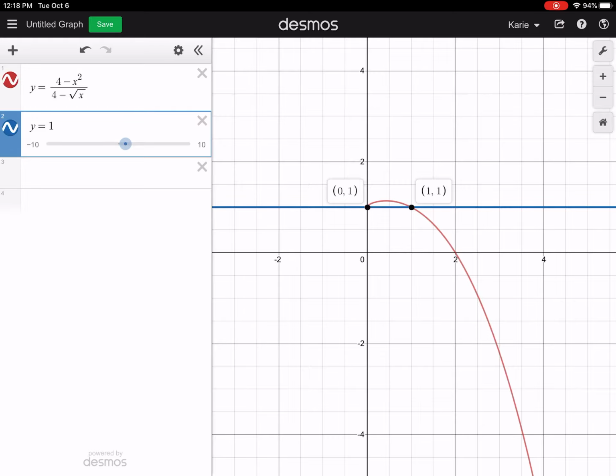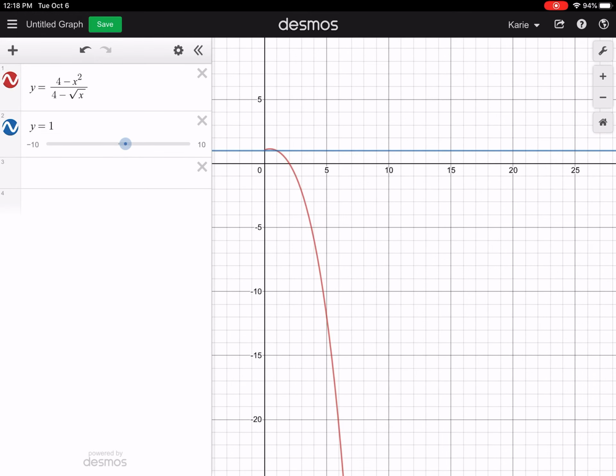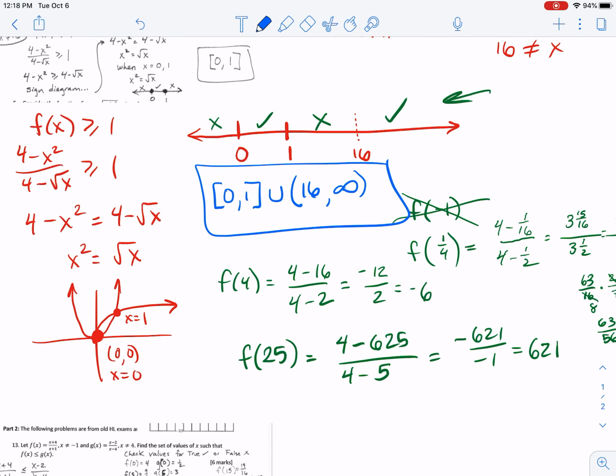But what I forgot is I forgot to consider when I'm beyond 16. Well, so I look at this and I'm thinking, oh, fantastic. I don't see anything over there. There's nothing bigger than 16. I'm done. Everything's great. No, no, no, no, no. Remember from a second ago, we found f of 25 was equal to 621.